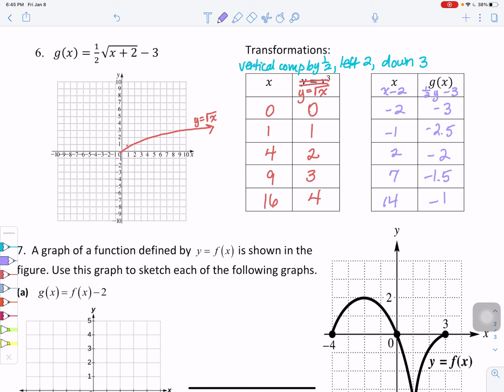Okay, so let's go ahead and see what we have. Negative 2, negative 3, negative 1, negative 2.5, negative 2, negative 2. That doesn't seem right. Oh, negative 2.5.